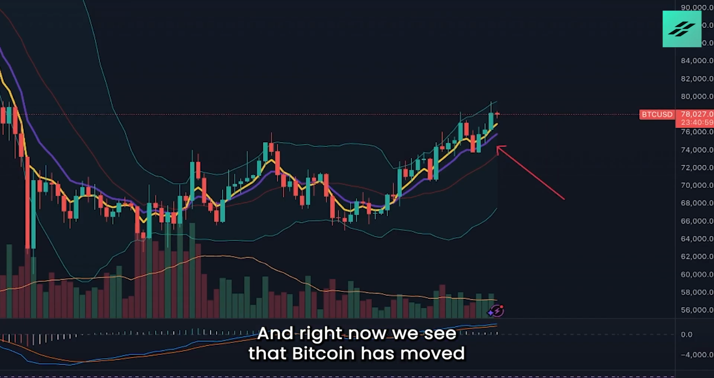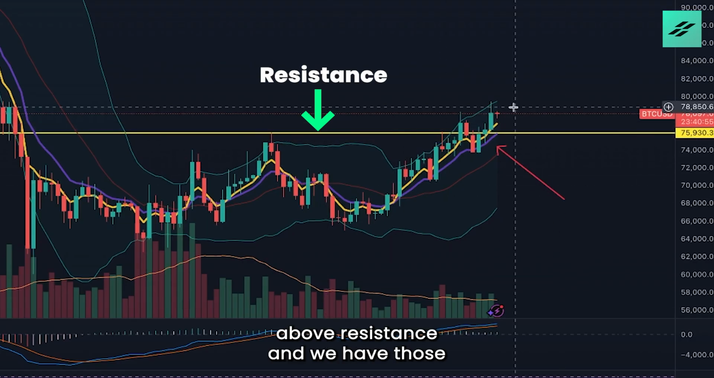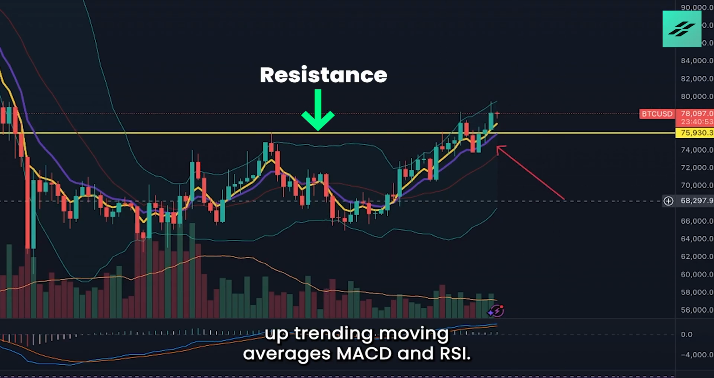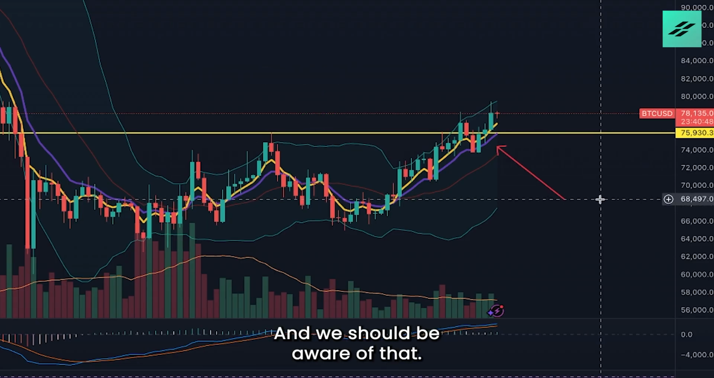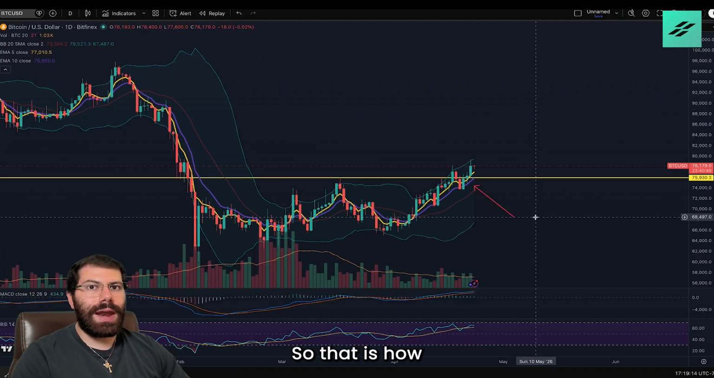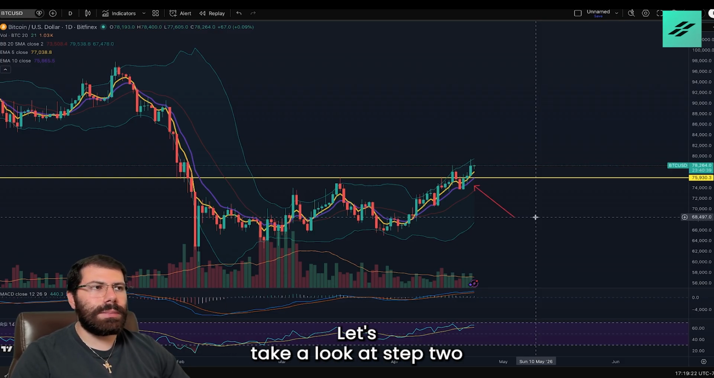And right now, we see that Bitcoin has moved above resistance, and we have those uptrending moving averages, MACD and RSI. So we're more bullish than bearish right now, and we should be aware of that. So that is how you properly look at the overall direction of an asset. But we're not going to stop there. Let's take a look at step 2.